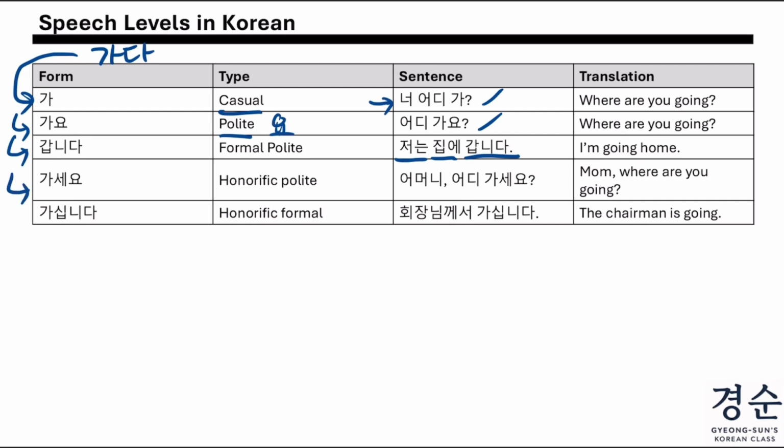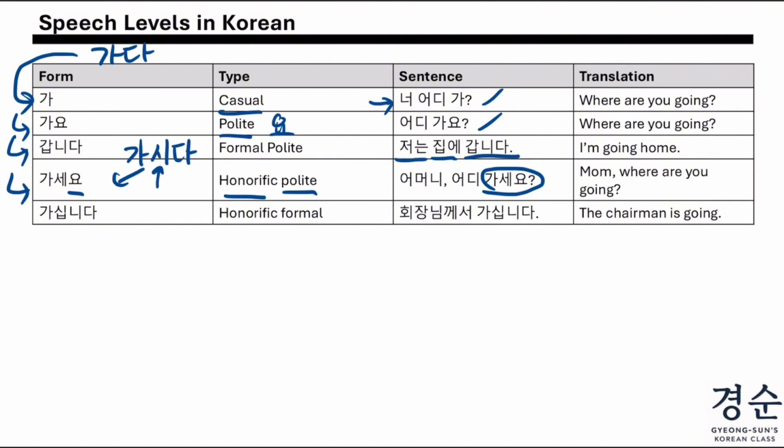And next we have 가세요. As mentioned, for honorific, the base form becomes 가시다. So it becomes 가세요. Honorific, polite. Why is it polite? Because there is yo. For honorific, usually we have 시, the S with the I. 가시다. So 어머니 어디 가세요? So mom, where are you going? 가세요 is like you are using the honorific. You give extra respect here.